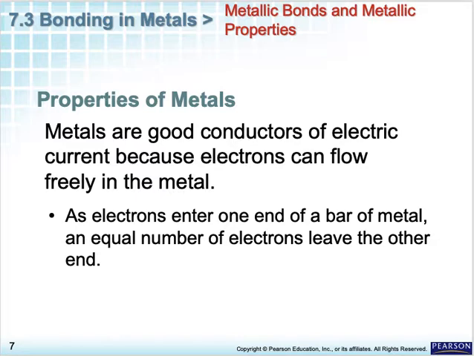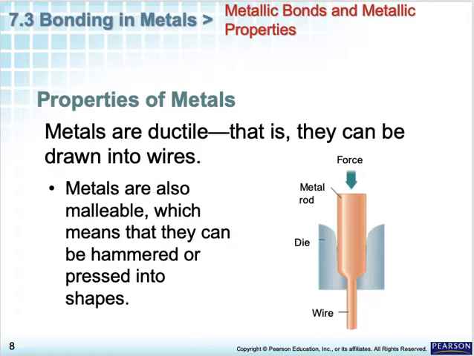So if we have an electron entering the metal at one end of a long wire or a bar, an equal number of electrons will leave at the other end. And so it'll go from one end to the other end. It's not that one electron that started on the left, let's say, goes to the right. It's actually one enters on the right, a different one leaves on the left. So that's kind of interesting to me.